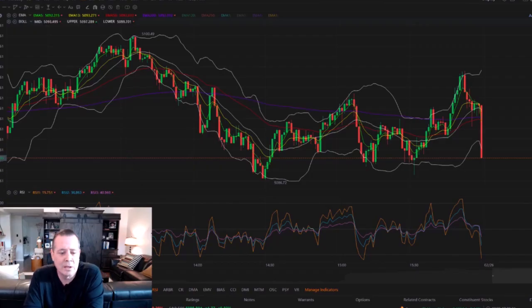Okay, let's take a look at some of the technical indicators that I utilize. Now, this is the Moomoo platform.